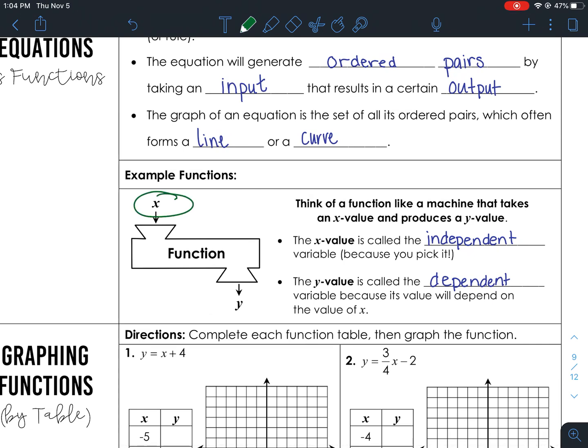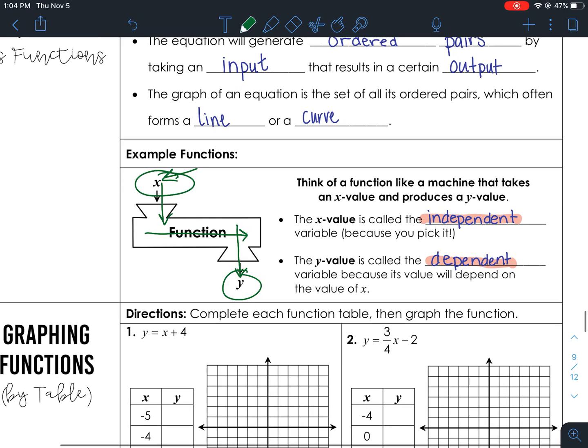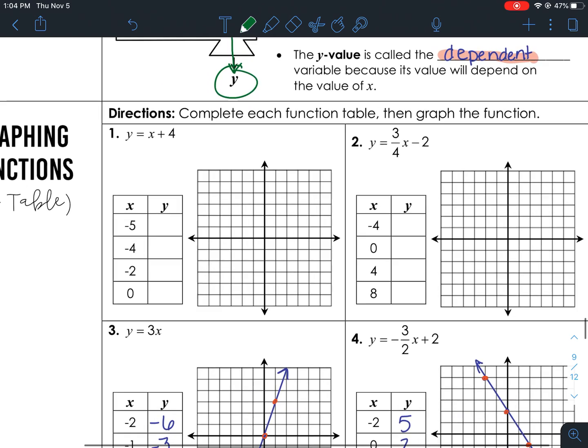So like we said, we have an input. That input is x, and we're putting that into our function, right? When we have our function or our equation, we do our math. That's the machine working. And then it will spit out a number. That number is our output. The number that we plug in here for x is our independent variable. And the number that we spit out is going to be our dependent variable. All right, so let's try some examples of how we can graph.